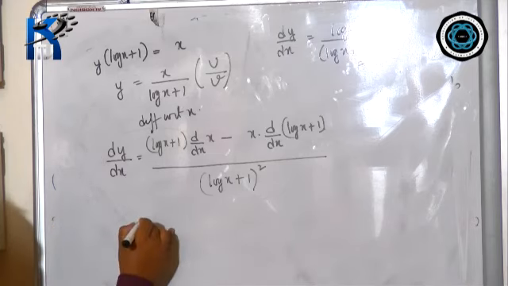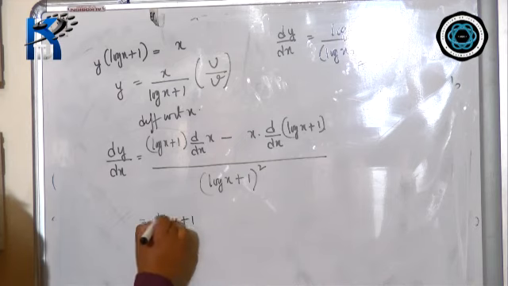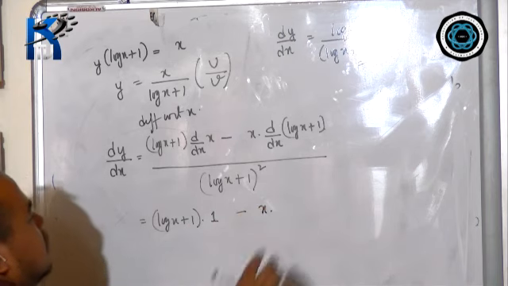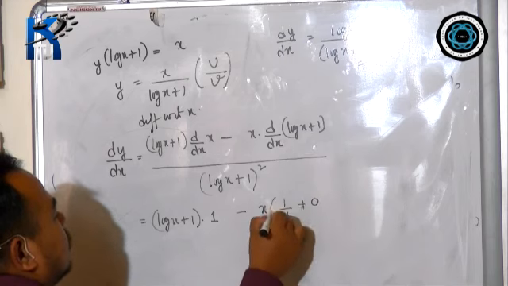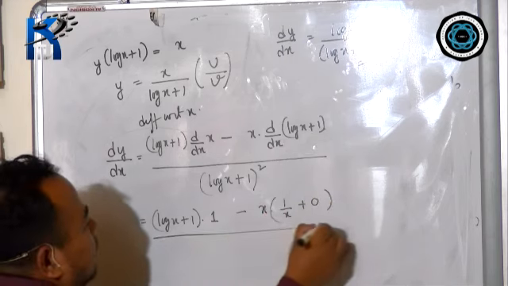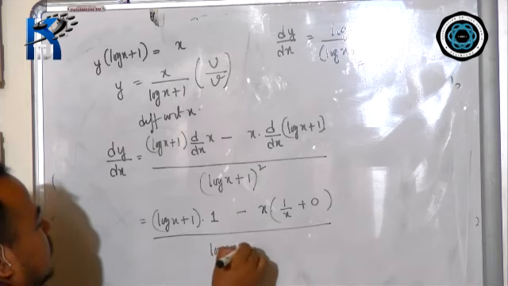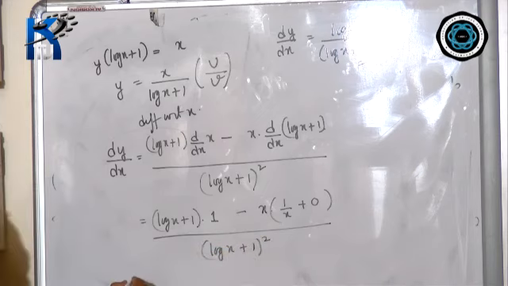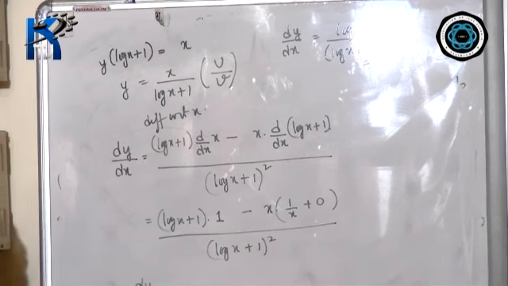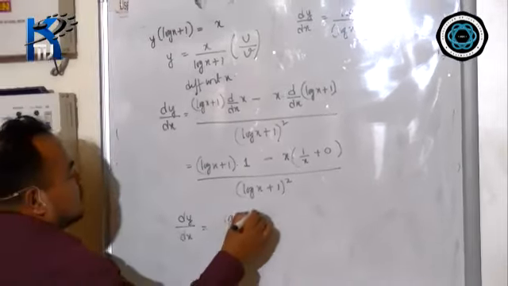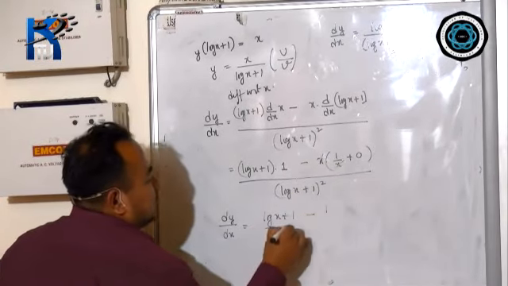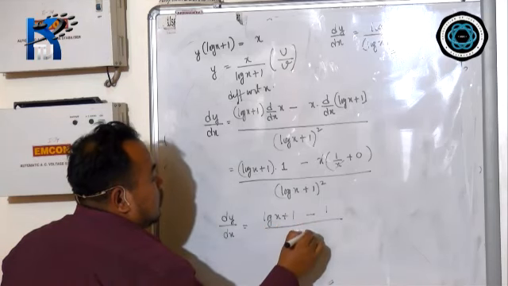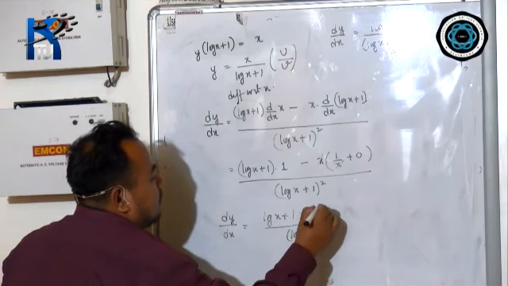So, moving on, let me complete this. Log x plus 1 as it is, differentiation of x is 1, minus x as it is. What is the differential of log x? It is 1 by x plus differentiation of 1 is 0. So, divide the whole thing by log x plus 1 whole square. So, what is your final part? Dy by dx equal to log x plus 1 minus x into 1 by x, and x gets cancelled, 1 plus 0 is 1, divide the whole thing by log x plus 1 whole square.